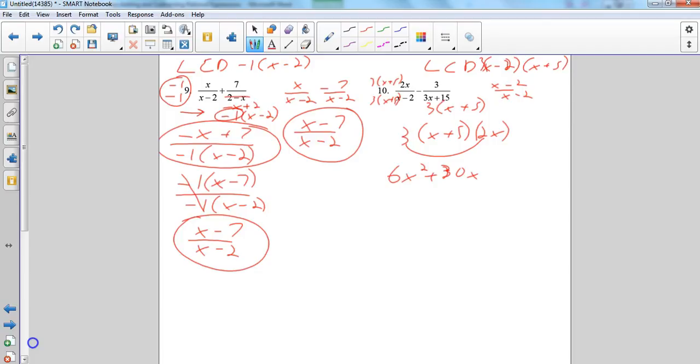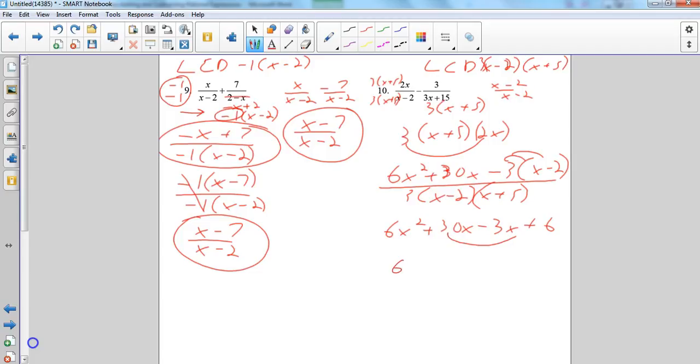So it's 6x squared plus 30x, and then the minus the 3 times x minus 2. Again, all over 3, x minus 2, x plus 5, if you want to write all that. Now I'm going to send the negative 3 in and get 6x squared plus 30x minus 3x plus 6. Negative times negative is positive. I'm going to clean this up and get 6x squared minus 27x plus 6. Now, you might think, hey, I'm done.